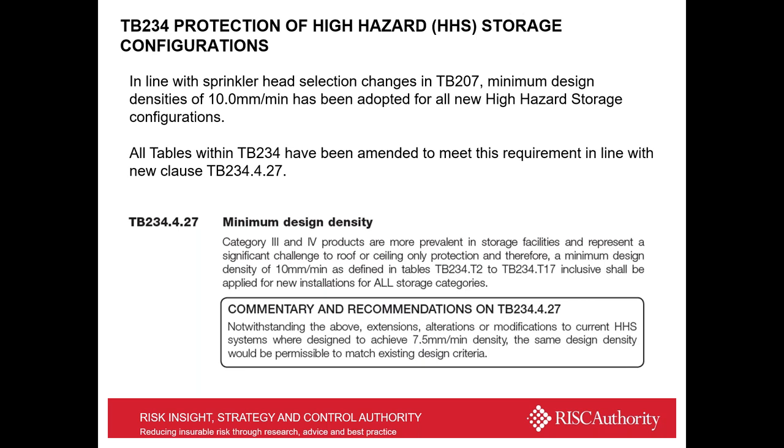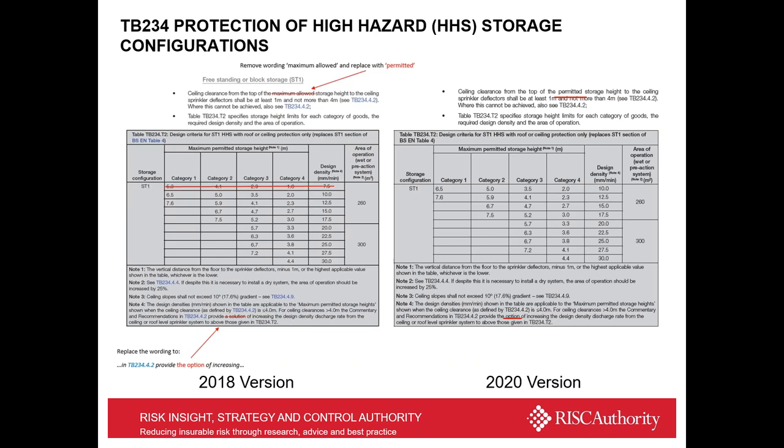On the left hand side there, the 2018 version, we've changed maximum allowed to permitted. So there was just a slight correction in the written text. All 7.5 mil has been removed from the tables in TB234, and the wording solution at the bottom. So there's been a change to the tables. Solution's been removed for option. Maximum allowed has been changed to permitted, which was just a slight mistake found from the last updates. And 7.5 mil a minute has now been removed from the standard.